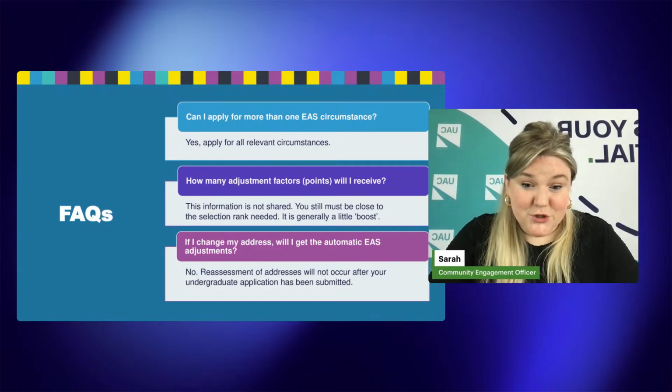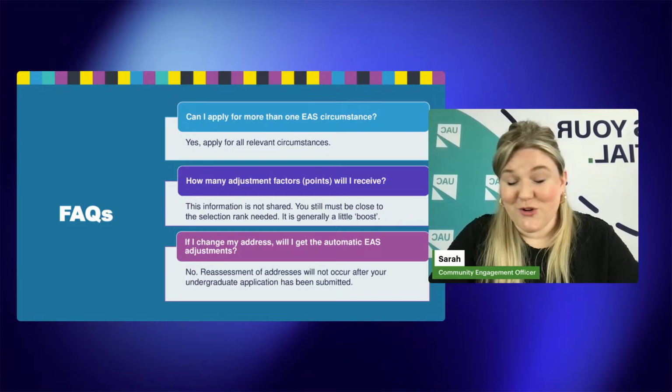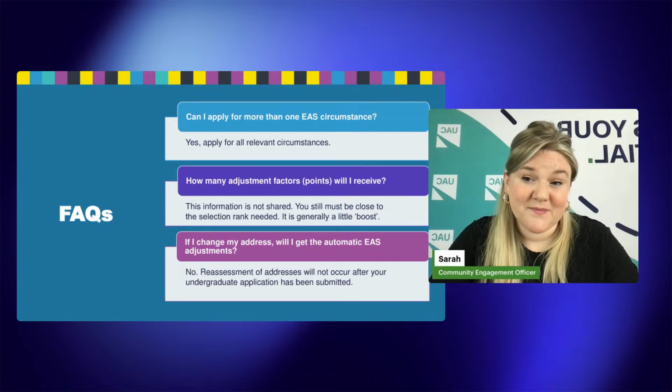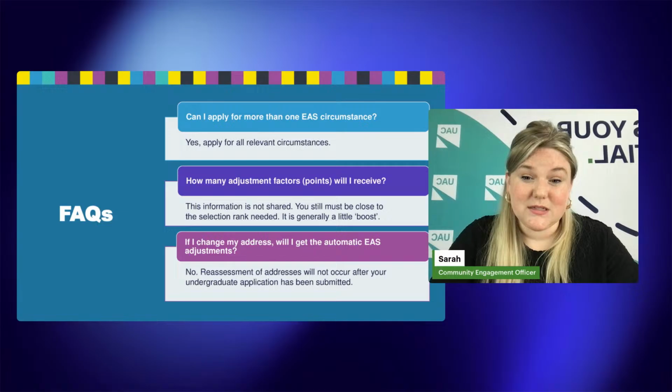If I change my address, will I get the automatic EAS adjustments? No. Like I said earlier, reassessment of addresses will not occur after your undergraduate application has been submitted. And it's really important, it's your residential address, where you live, okay? It will not be reassessed, even if you genuinely move, okay? It's what is put on your application the date you submit it.